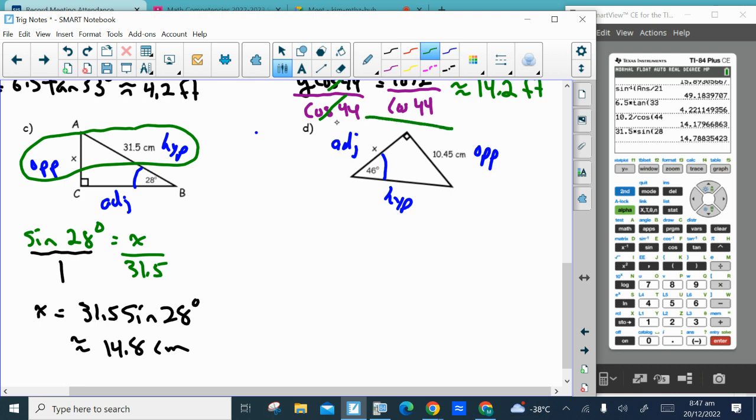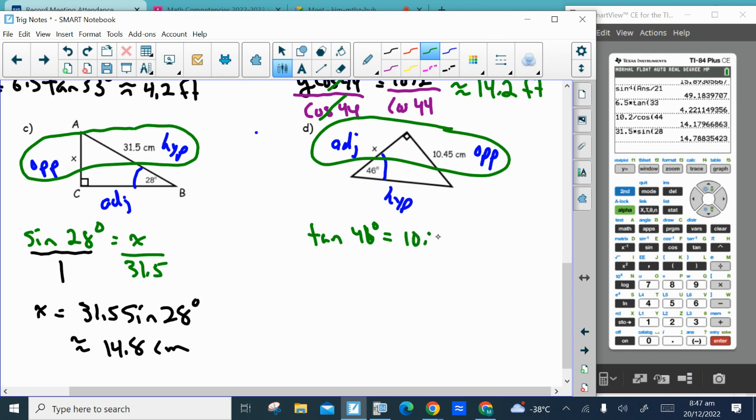In this case here, we're going to use the adjacent and the opposite. We're trying to find x, which is the adjacent. We're given the 10.45, which is the opposite. Those are the two sides we're using. And if you look above, the tan ratio uses those two sides. The tangent of the angle, which is 46 degrees, and again, the order matters.